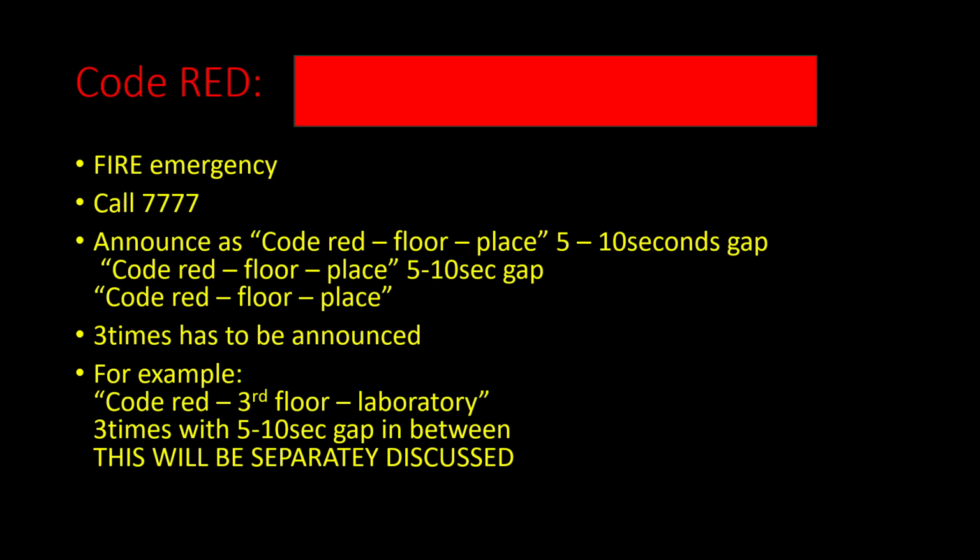Okay, so let us see about the code red. Code red is a fire emergency. Again, you take the intercom telephone, call 7777 and announce in a similar way: code red, floor and the place. You announce it 3 times with a 5 to 6 second gap in between, and you have to tell it clearly.